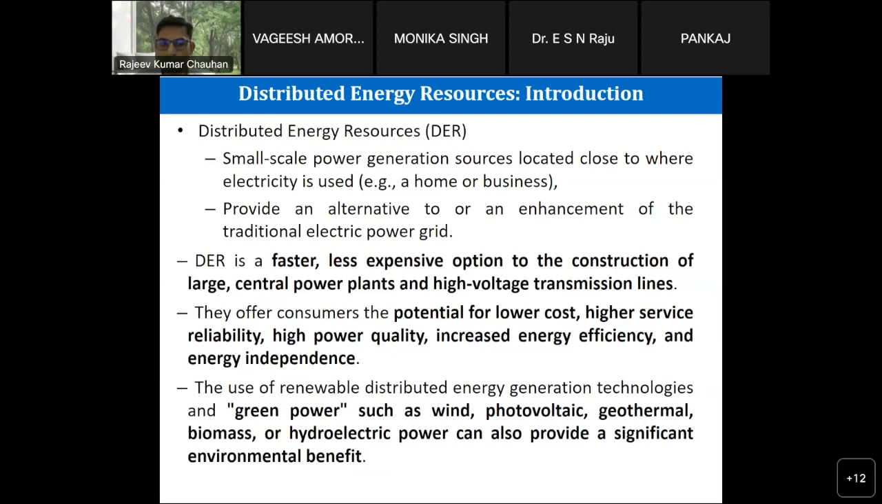If we go with renewable distributed energy resources integration, then we will have green power. We can go with the integration of solar photovoltaic, and we can go with wind, geothermal, biomass, and hydroelectric. This has one more advantage, that is a significant environmental benefit as well.